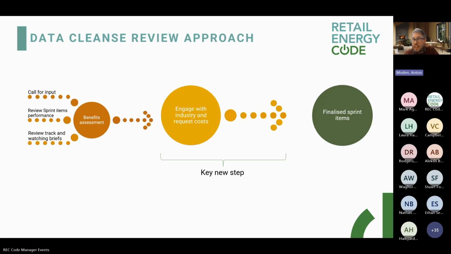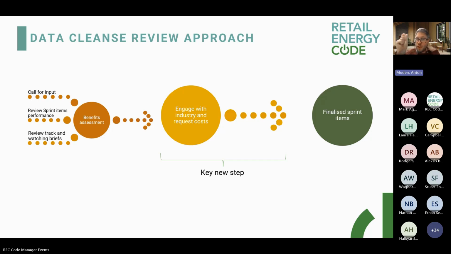We propose to take a slightly more involved approach to setting data cleanse priorities in the future. The first stage will be a call for input, which will be analogous to what we've just done, but we do this in parallel and have done in preparation for this meeting. Sprint 5 is review the sprint items performance. It doesn't make sense if we've sprinted an item and actually it hasn't got to where it needs to be to move on, does it?